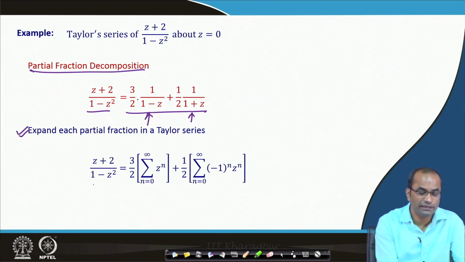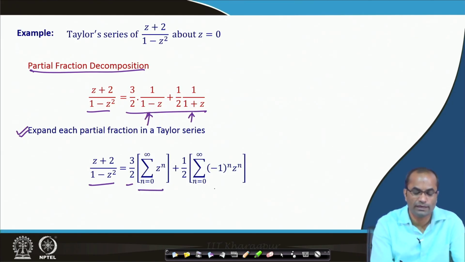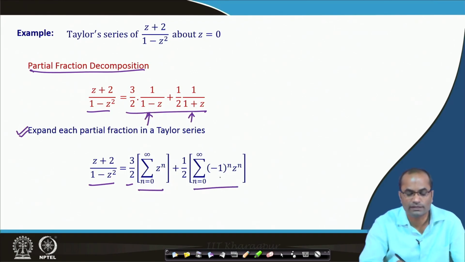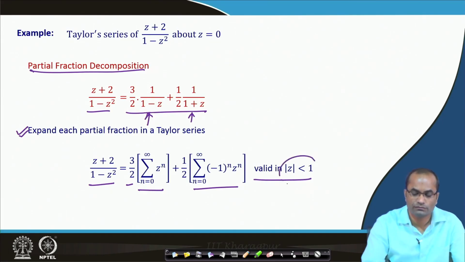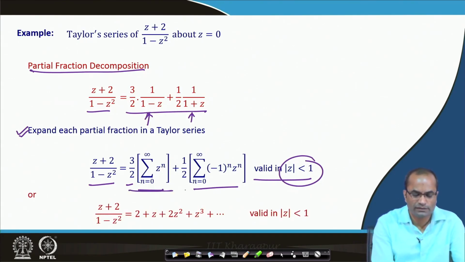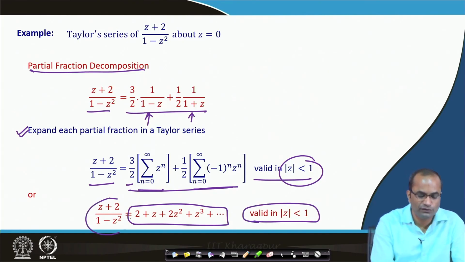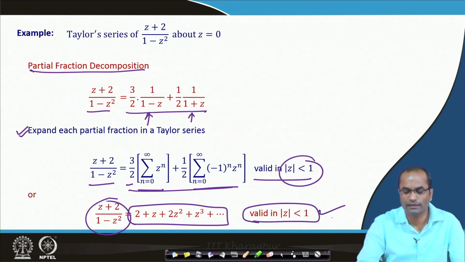That means, for this (z plus 2) over (1 minus z) squared, we can write down 3 by 2 and the Taylor series of 1 over 1 minus z, so we have the sum of z power n, and for the series of 1 over 1 plus z, this is minus 1 power n z power n. Both of these series are valid in the disk of radius 1, or we can simplify a bit here. So, we will get 2 plus z squared plus z cubed. This is another series we got for (z plus 2) over (1 minus z) squared, which is valid for absolute value of z less than 1.